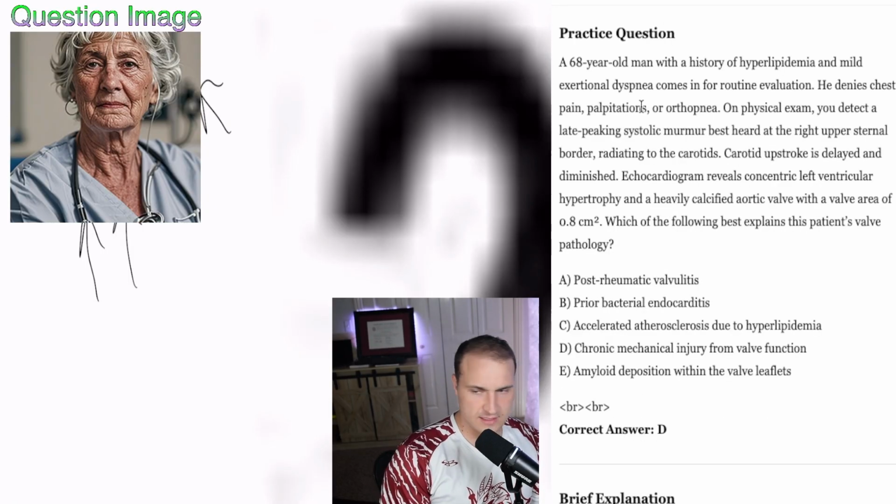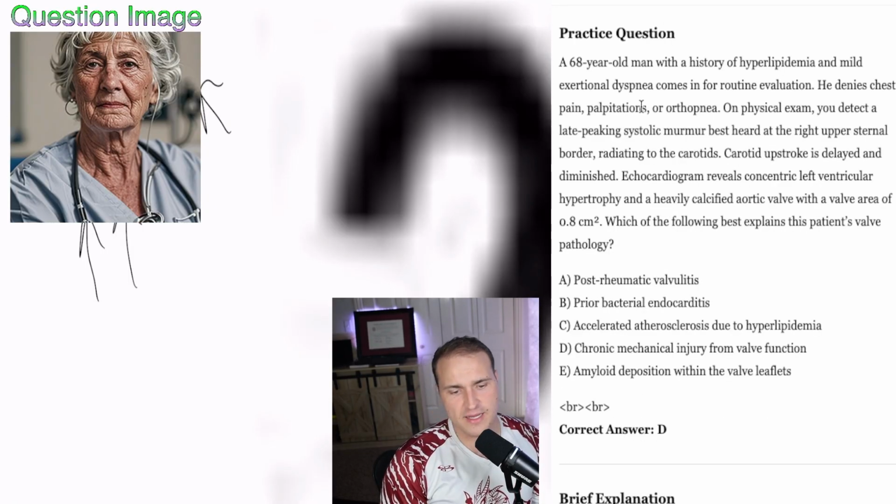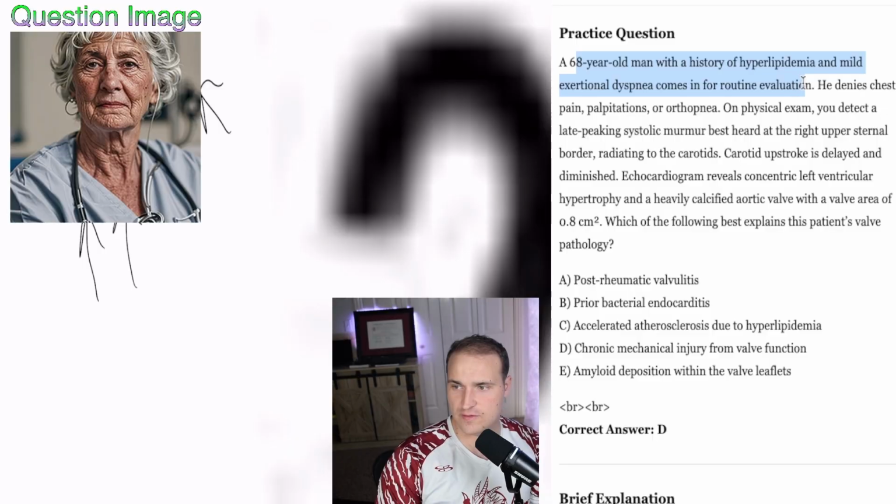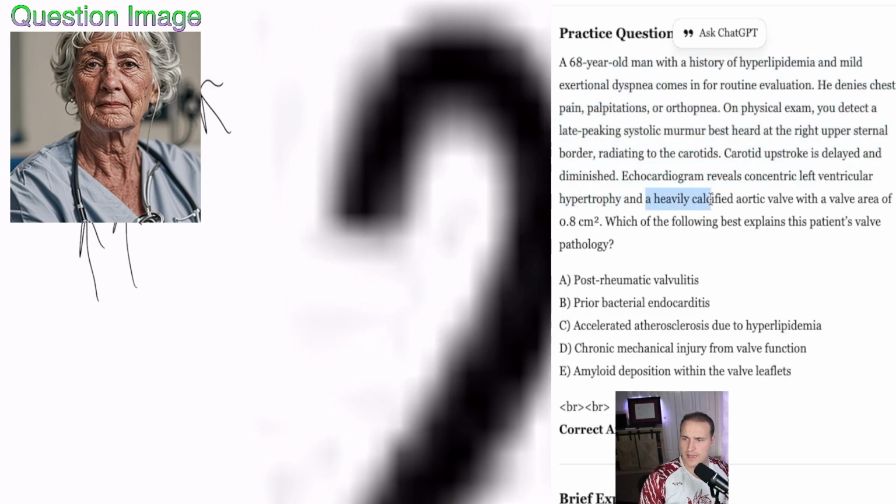All right, next, our demographic has changed. It's going to be an elderly patient. In this question, we have, for instance, a 68-year-old man with a history of hyperlipidemia and mild exertional dyspnea that comes in for routine evaluation. He denies chest pain, palpitations, orthopnea. Physical exam, you detect a late peaking systolic murmur best heard at the right upper sternal border, radiating to the carotids. Carotid upstroke is delayed and diminished. Echocardiogram reveals concentric left ventricular hypertrophy and a heavily calcified aortic valve. What explains this pathology? The answer is a chronic mechanical injury from the valve function.